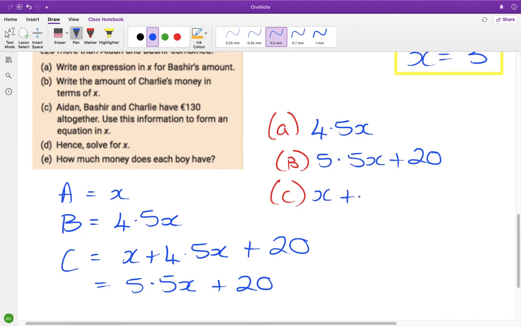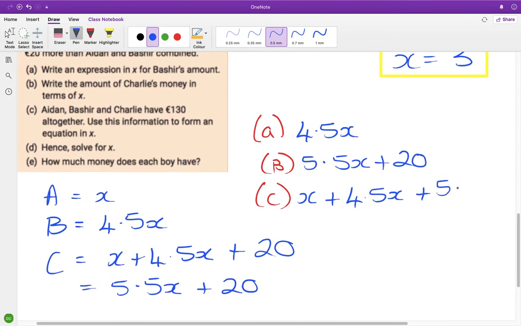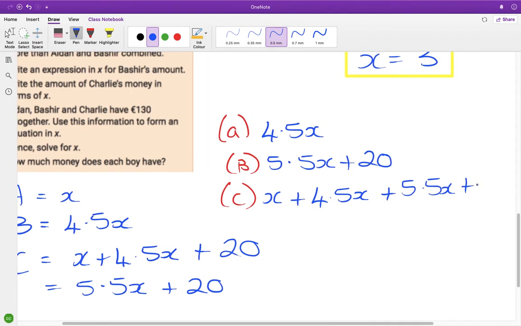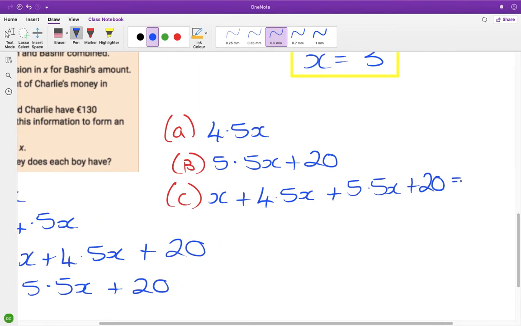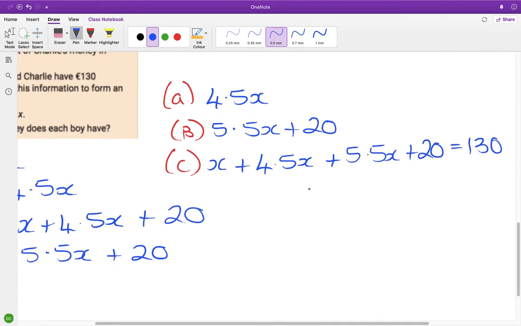So Aidan plus Bashir, sorry, I don't know how that evolved into Bashir. Bashir, pronounce it correctly, plus Charlie, who's 5.5x plus 20 equals 130. What's this? 5.5 plus 4.5 plus 1. 4.5, 5.5 and 1 is 11. 11x plus 20 equals 130.